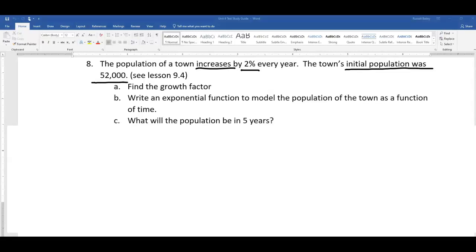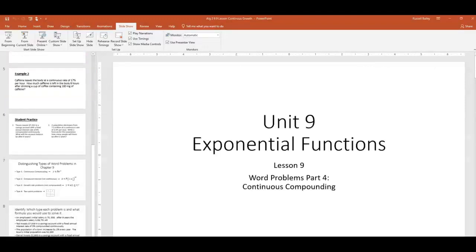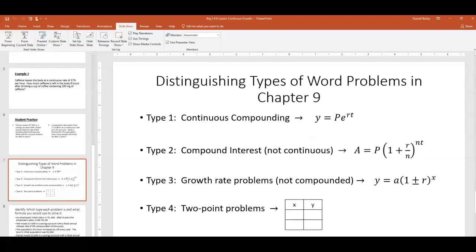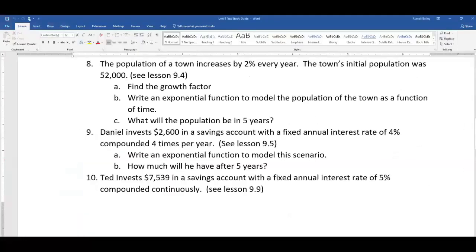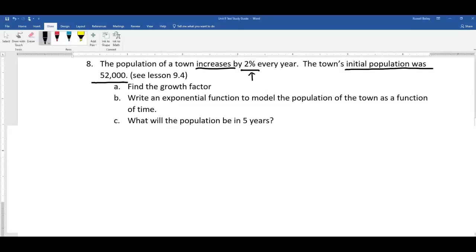So it's not going to be either of those two options that I showed you earlier. It's not going to be type 1 or 2 because both of those require the word compounded to be present. But it does have a growth rate there. That's my growth rate. Notice that it's increasing, so that means my R is positive.